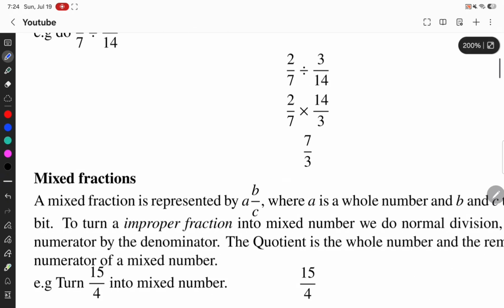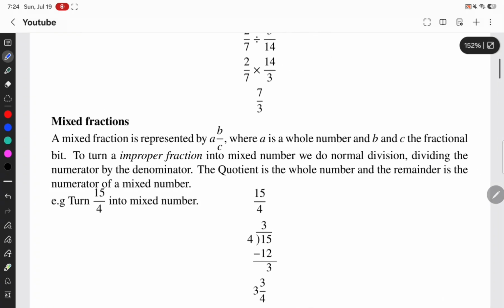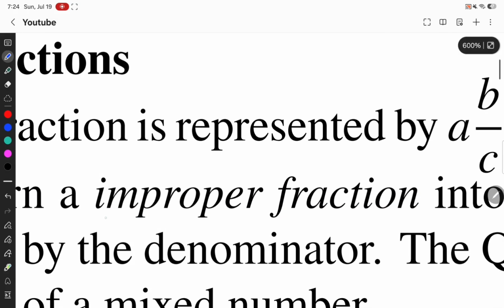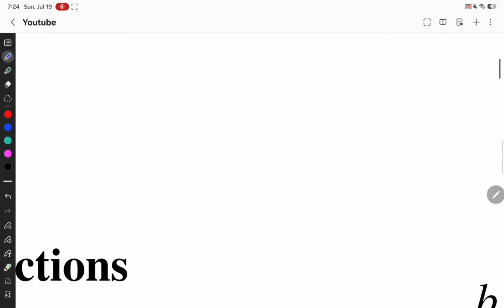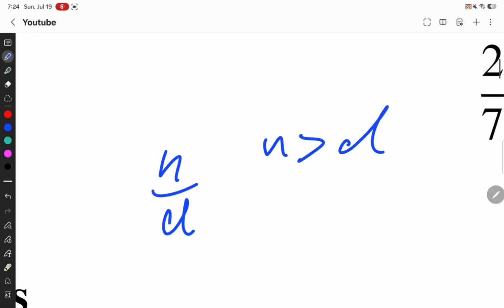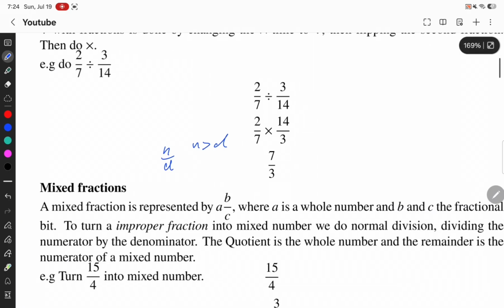This is how a mixed number is represented. To turn an improper fraction into a mixed number, we do normal division, dividing the numerator by the denominator. The quotient is the whole number and the remainder is the numerator of the mixed number. What do you mean by improper fraction? By improper fraction, you mean the numerator is greater than the denominator. Okay, this is what we call an improper fraction, like this.